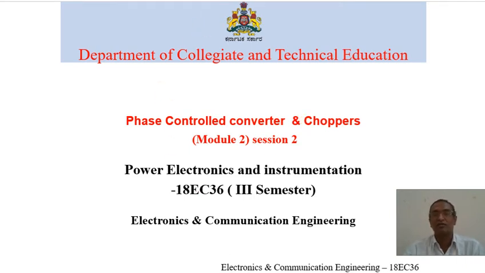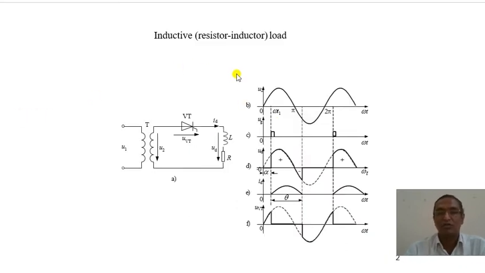The diagram is shown here. You can see I am going to use the inductive load, which is a combination of a resistor as well as an inductor. The inductor is connected in series with our thyristor. The input voltage is the AC signal, having a voltage level of 230 volts and a frequency of 50 hertz.